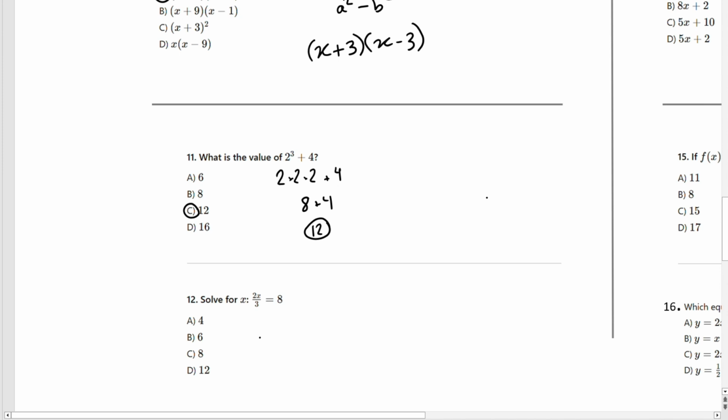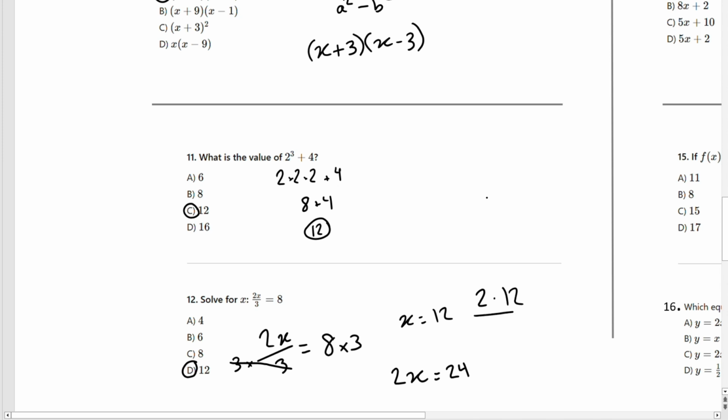Here we have solve for x. 2x over 3 equals 8. So here you could multiply by 3 on both sides to cancel out the denominator of 3. So we would have 2x equals 24, and then we would divide by 2 to get x equals 12. And to check this, you could put 12 back into x. Substitution. So you could do 2 times 12 over 3 equals 8, and this would be true.